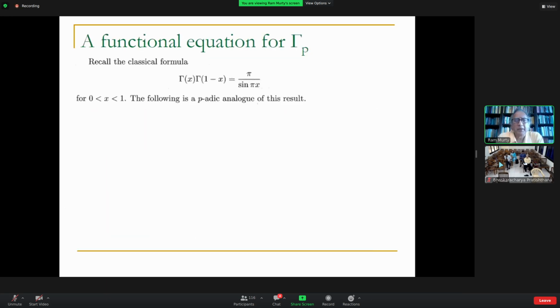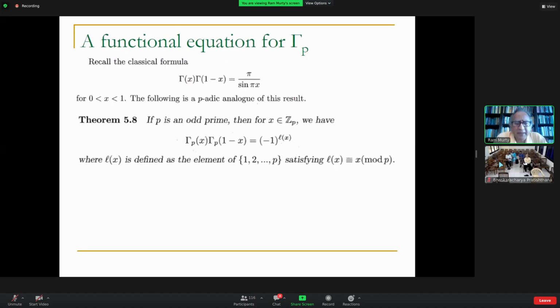Now, in classical complex analysis, you will recall that the gamma function satisfies a functional equation: the product of Gamma of x and Gamma of 1 minus x is pi over sine pi x. And the question then, again, one can ask is, is there a p-adic analog of this result? And the answer is there is.